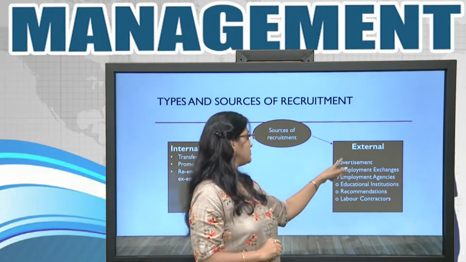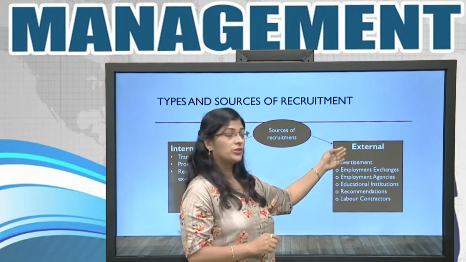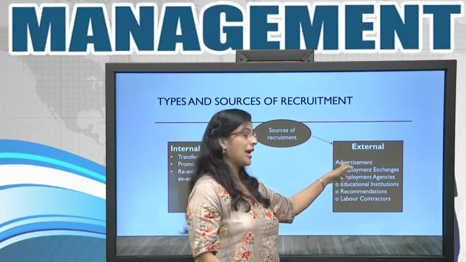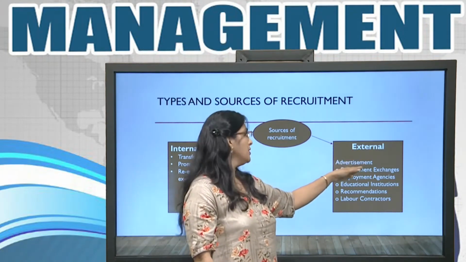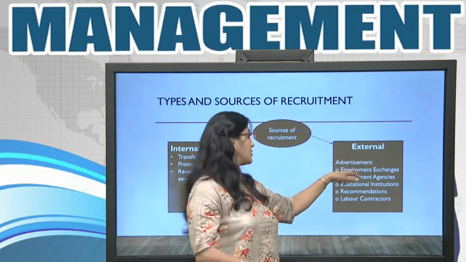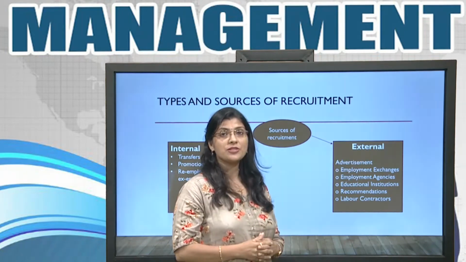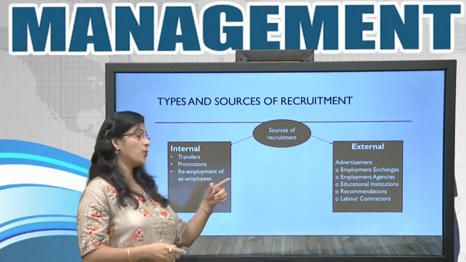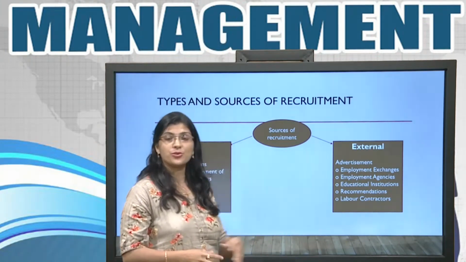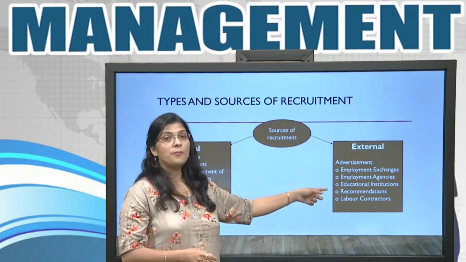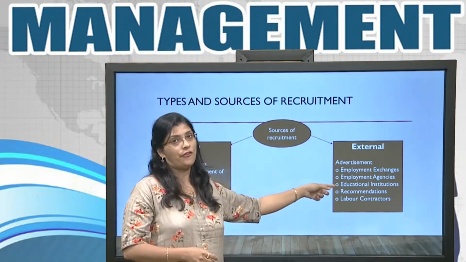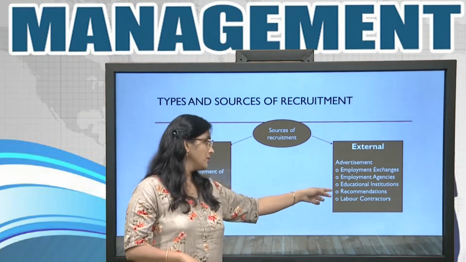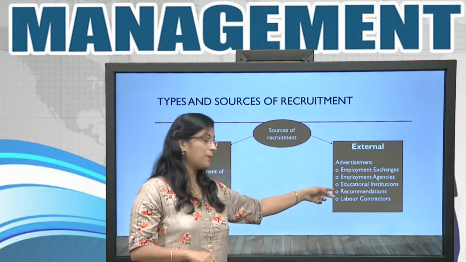So, applications can be collected through advertisements. Your vacancy can be kept at the employment exchanges. There are various employment agencies too. You can go for recruitment in educational institutions. Also, maybe through the recommendation of some people, the vacancy can be filled up or the application can be taken up.